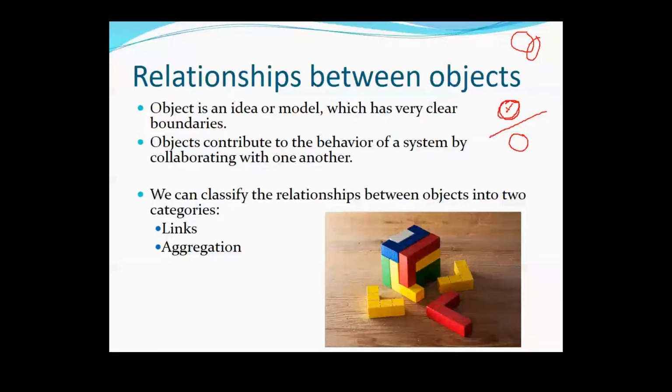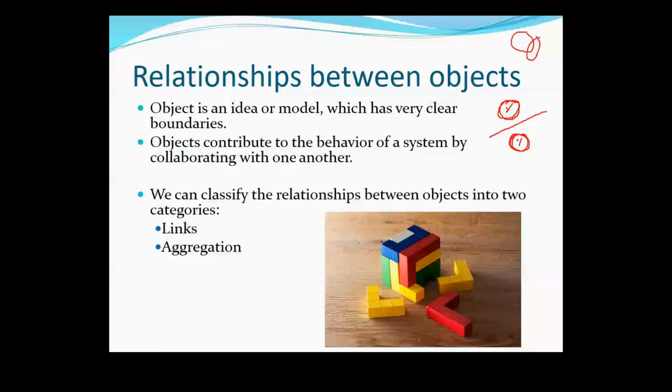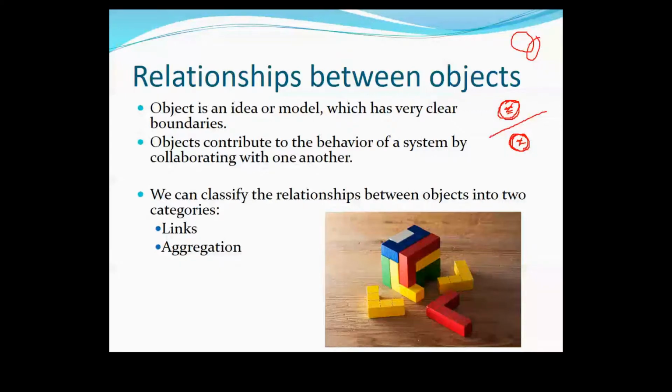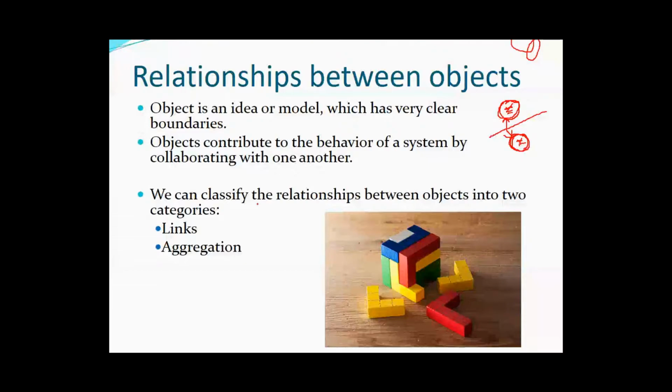Collaborate with each other. I can call a function inside this object, and this object can also call some function from this object. That means they are collaborating. I say the collaboration is either by calling a function or by sending a message. This is considered a collaboration. Now, the relationship between objects, as in drawing, is like the relationship between classes, by using links and aggregation. A link is basically just a connection between two objects.